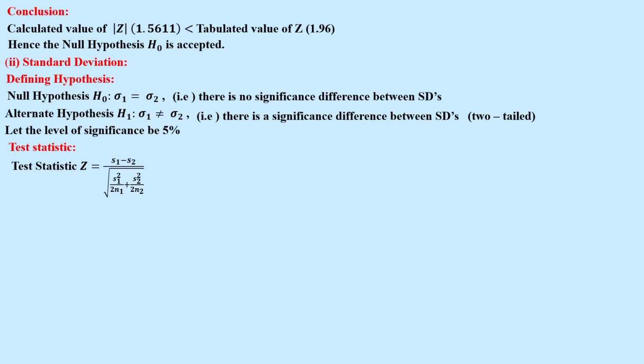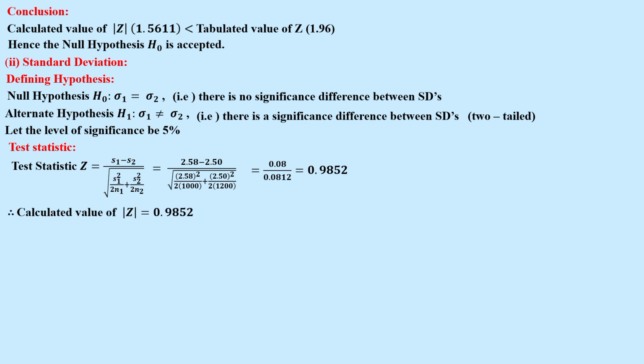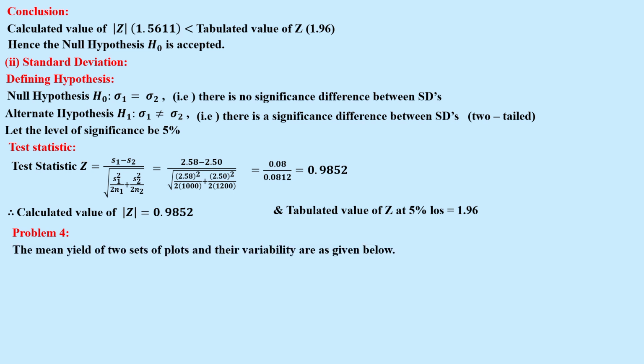Test statistic, z is equal to (s1 minus s2) divided by the root of s1 square by 2n1 plus s2 square by 2n2. Substituting the values, 2.58 minus 2.5 divided by the root of 2.58 square by 2 into 1000 plus 2.50 square divided by 2 into 1200. You will get 0.9852. So the calculated value is 0.9852. Tabulated value is 1.96. So conclusion, the calculated value is less than the tabulated value. Therefore, H0 is accepted, right?